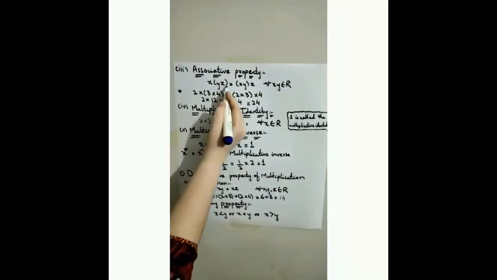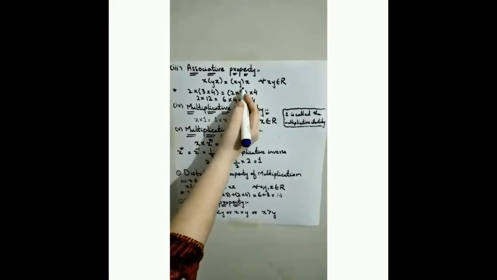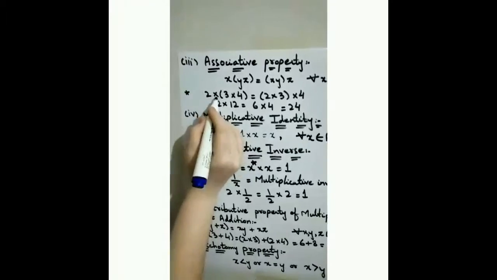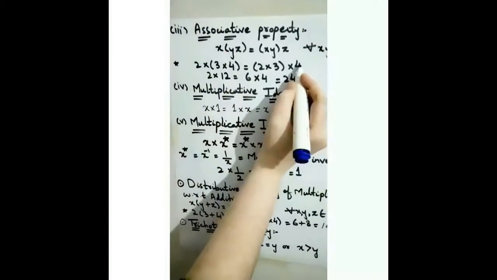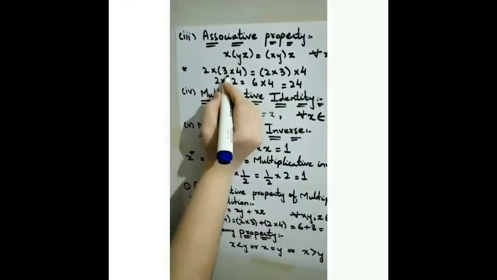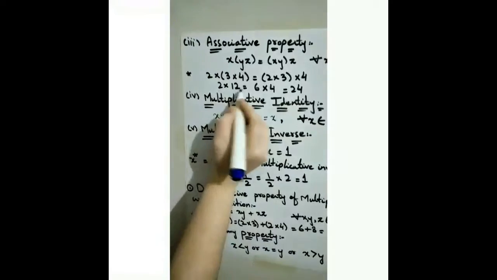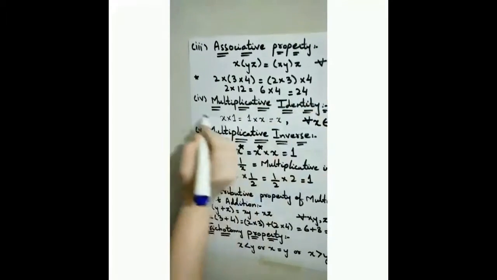Associative property. x(yz) is equal to (xy)z for all x, y, z belonging to R. Consider this example. 2 multiplied by (3 multiplied by 4) is equal to (2 multiplied by 3) multiplied by 4. 2 multiplied by 12 is equal to 6 multiplied by 4. 12 multiplied by 2 is equal to 24. 6 multiplied by 4 is equal to 24.